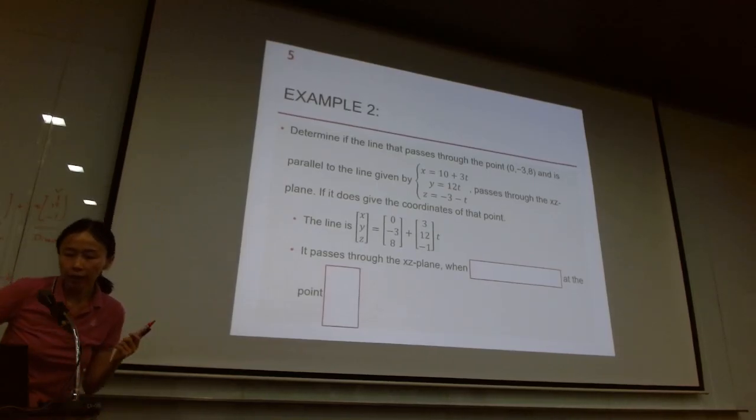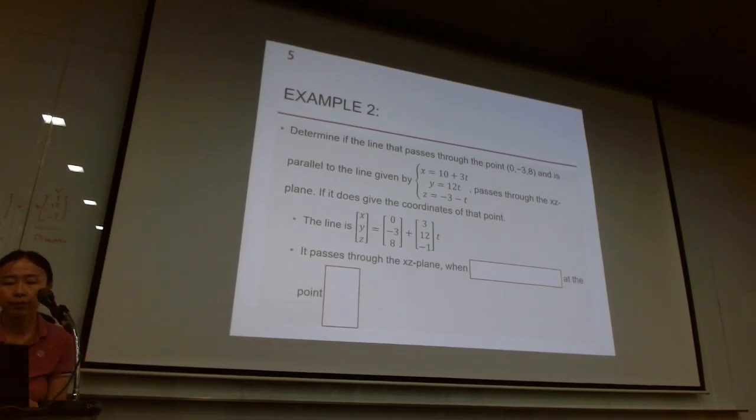So this line will pass the XZ plane when, as we say, y equals 0. If y equals 0, we can calculate t. So t equals 1/4. No problem, right? So if you know t, you can define a point.